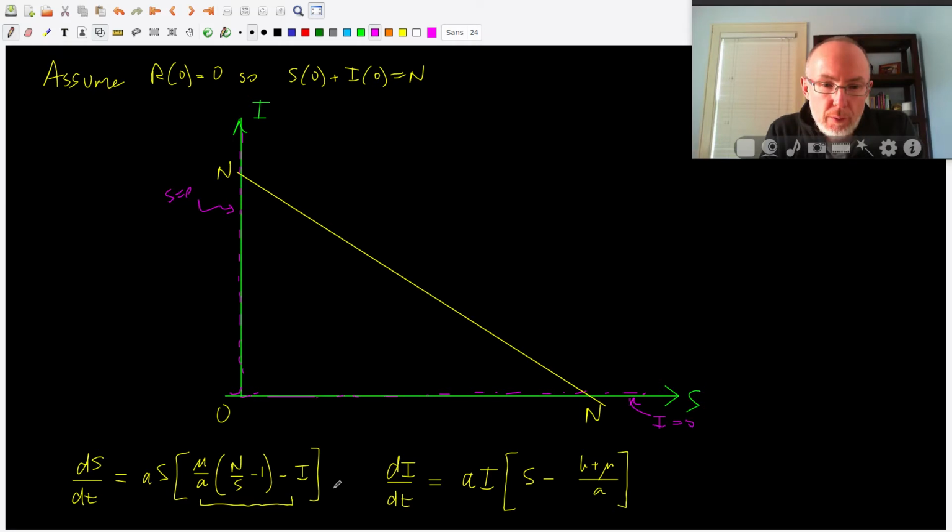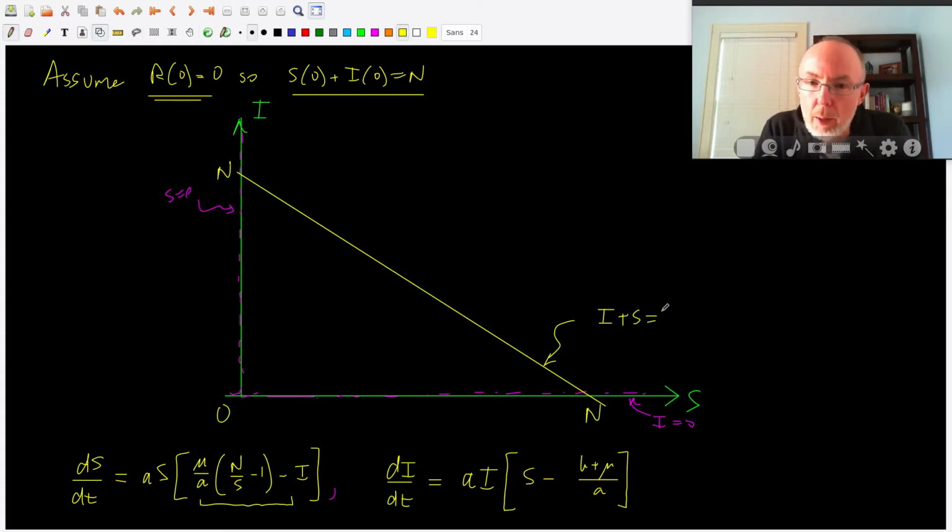Okay, so here are the 2 differential equations we're using. Here's the general setup. What we have is the line I plus S is equal to N, because if we assume there are initially no recovered people, the constant population tells us that everybody's either susceptible or infected, so we lie along the line I plus S is equal to N, which is this line.